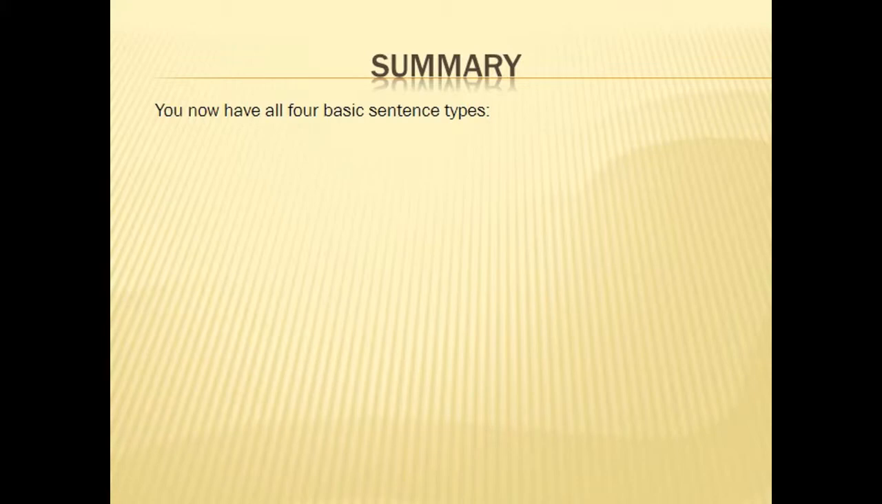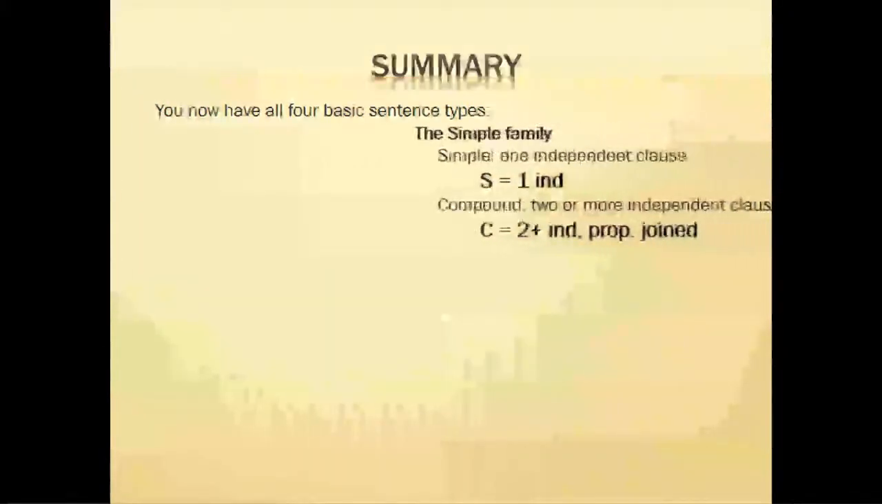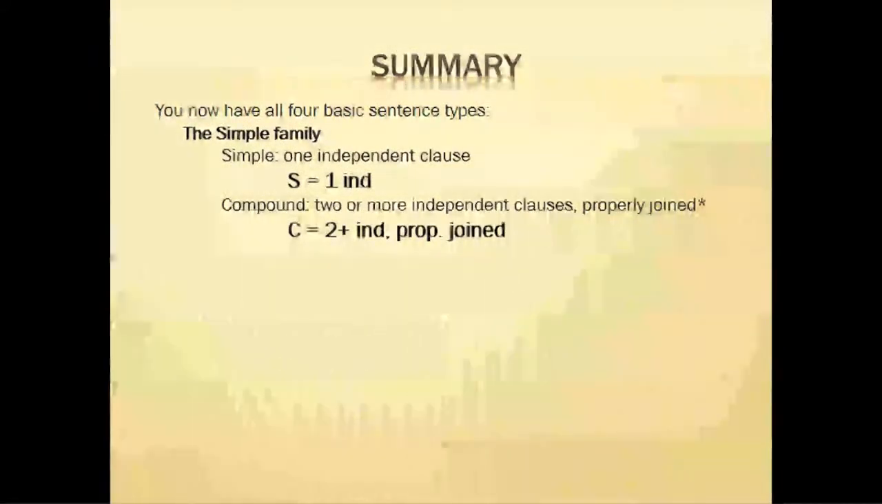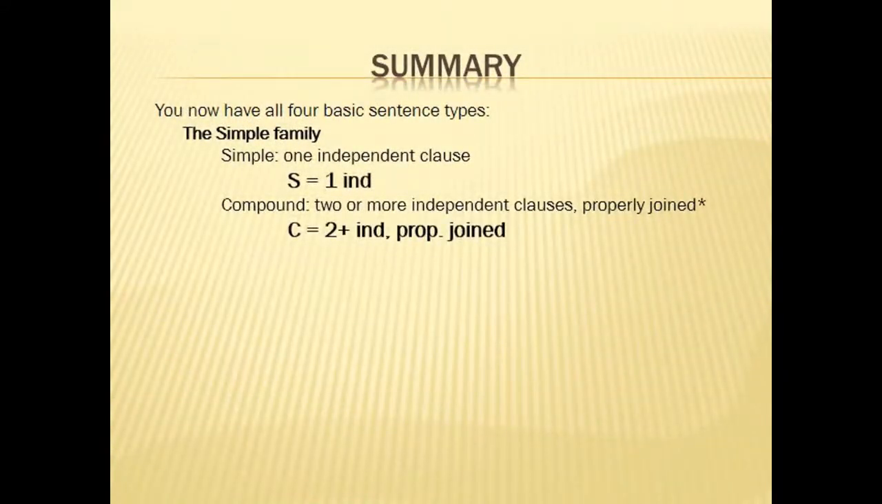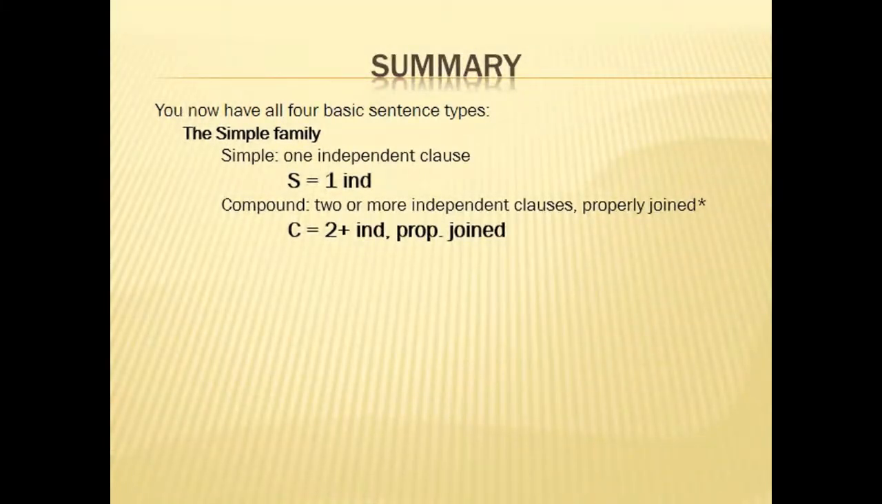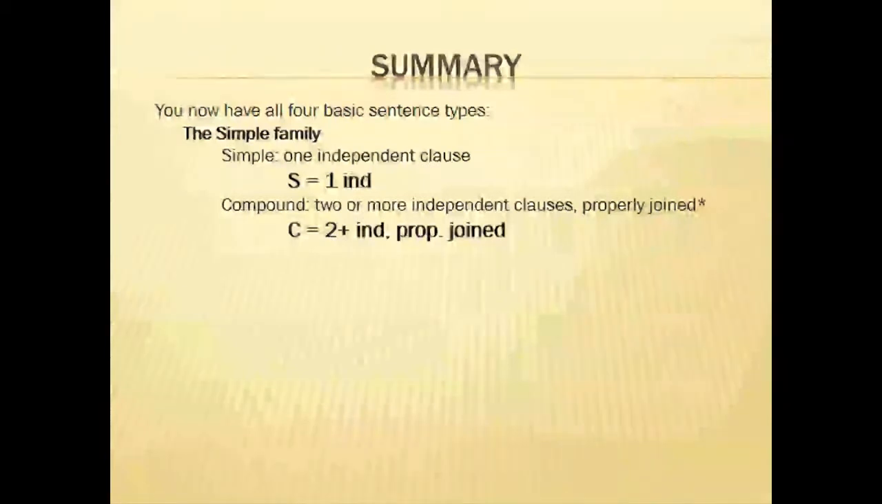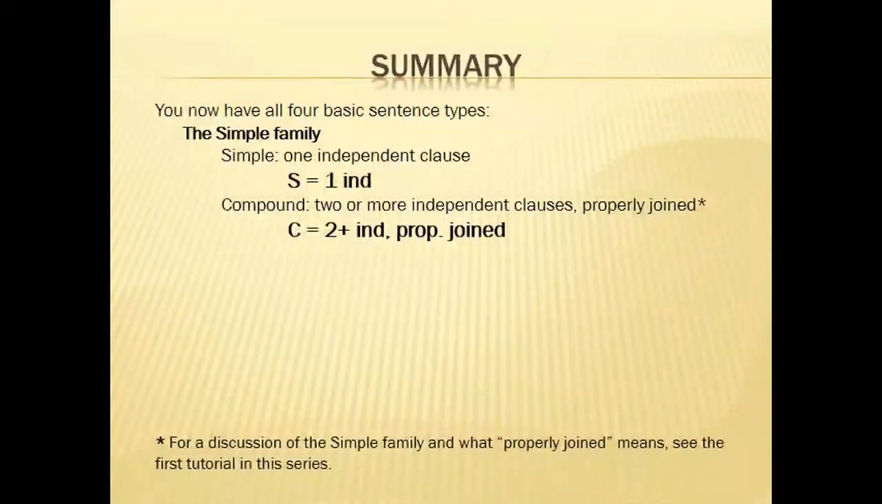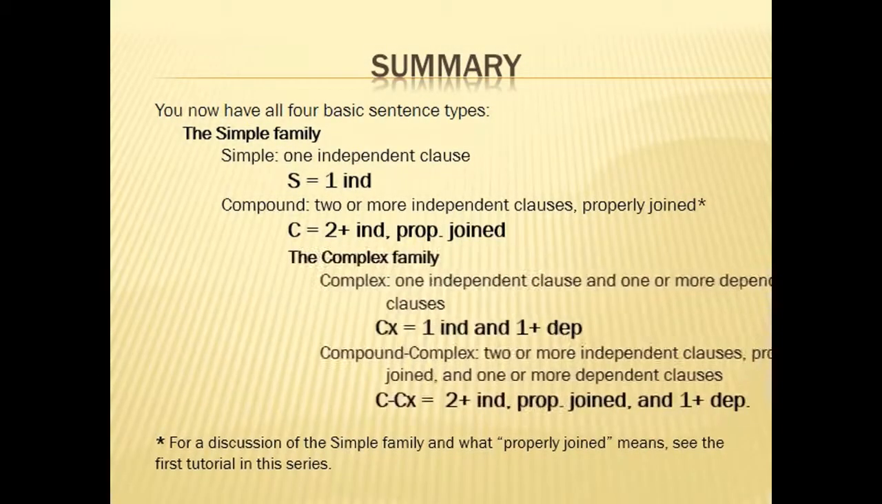First, you have four basic sentence types. You have the simple family, which consists of two types of sentences. A simple sentence, which is one independent clause, or S equals one independent, and a compound sentence, which is two or more independent clauses properly joined. Again, for a discussion of the simple family and what properly joined means, please go back and review the first tutorial in this series, which is just on the simple family of sentences.